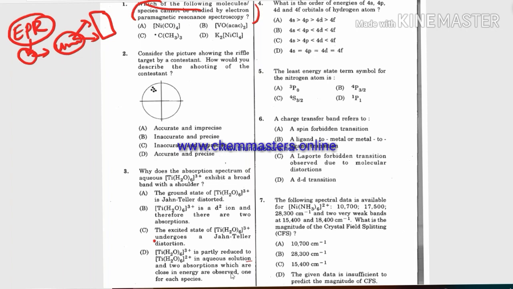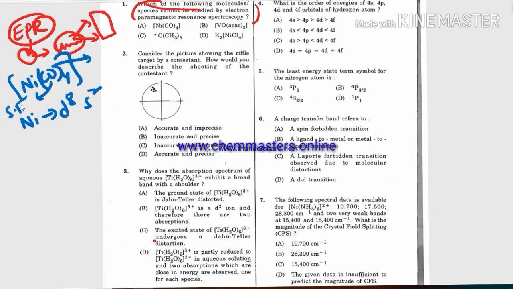Okay, right. Now just look at the given species and molecules. We have nickel tetracarbonyl, where nickel is in the zero oxidation state because CO is a neutral ligand. In that case we have d8 s2, but CO is a strong field ligand, so the two electrons are paired up in the d orbital. In that case it contains d10 electrons. So from this we can say that there are no unpaired electrons in nickel tetracarbonyl, and that's why it is EPR inactive.